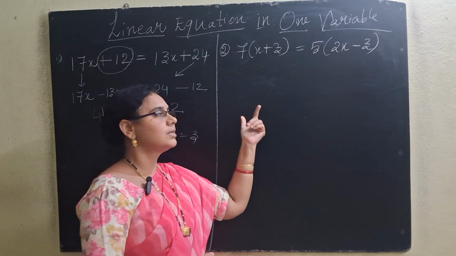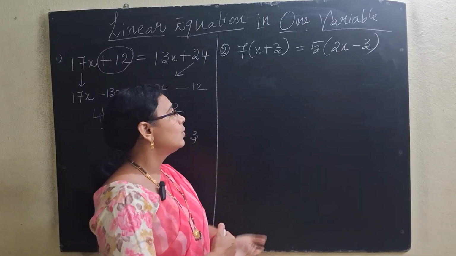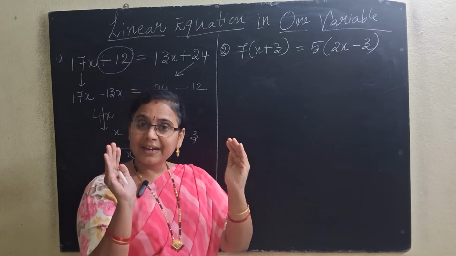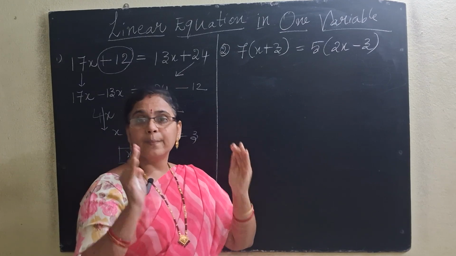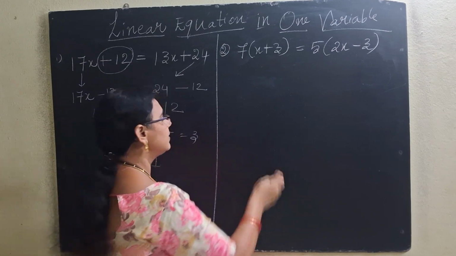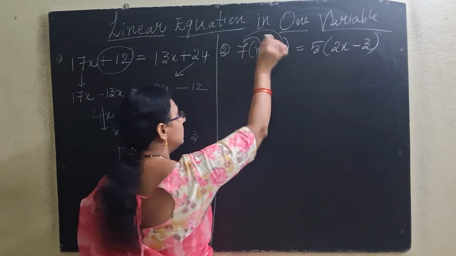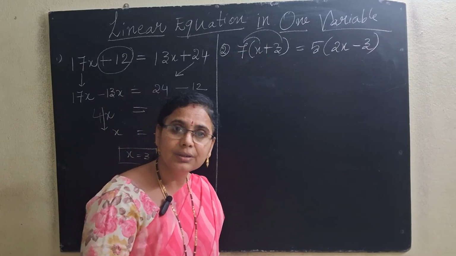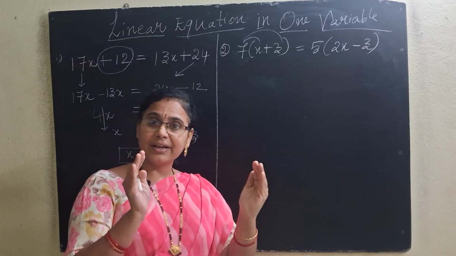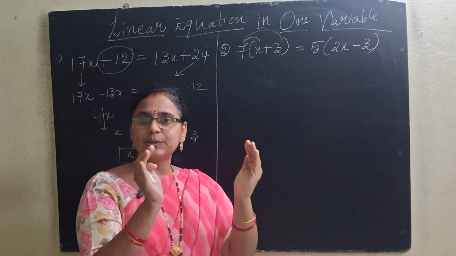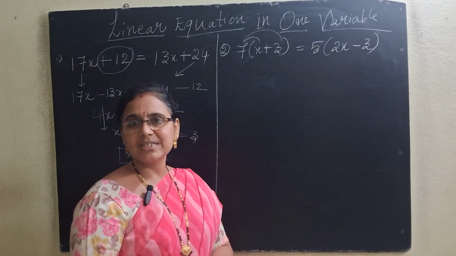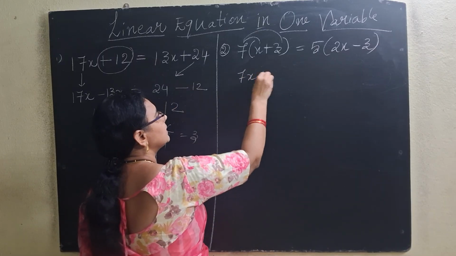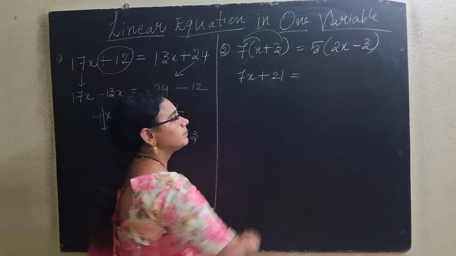Next sum. See here. 7 into (x plus 3) is equal to 5 into (2x minus 3). Bracket means product. So 7 is multiplied to both the terms. Why do I have to multiply both the terms? Because given the bracket, that means this complete expression is multiplied by 7. 7 into x, 7x, plus 7 into 3, 21.